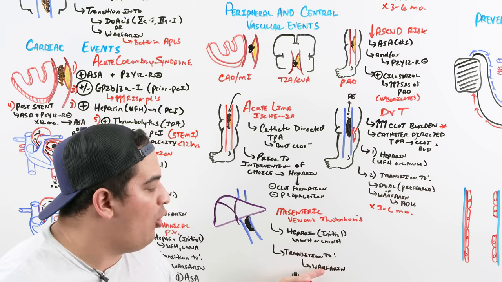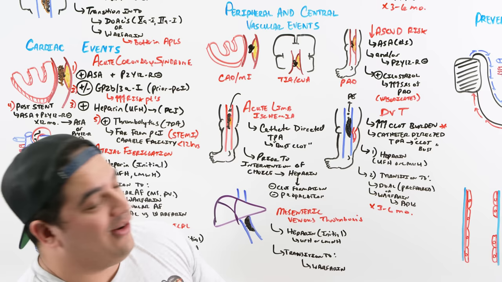And the time duration really depends on these patients. It could be anywhere from 3 to 6 months as well. All right, let's go on to the next thing, which is a patient who is at risk of developing a DVT and a subsequent PE. How do we treat that?